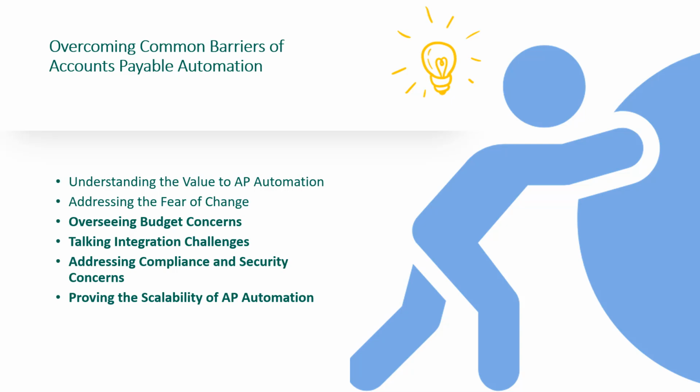And the next one I think is very important as well is providing the scalability of AP automation, right? Businesses need to know that the solution they choose can grow with them and they can expand within it. Having a solution that might start out smaller and then grow into it is, I think, a big part of the process as well.